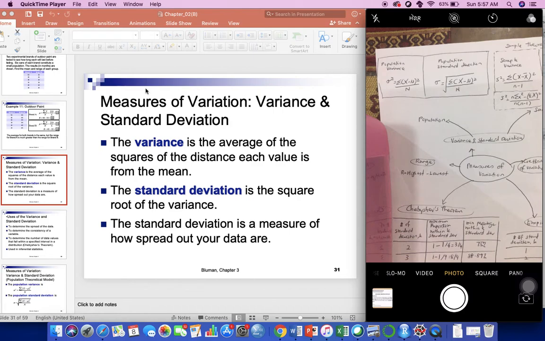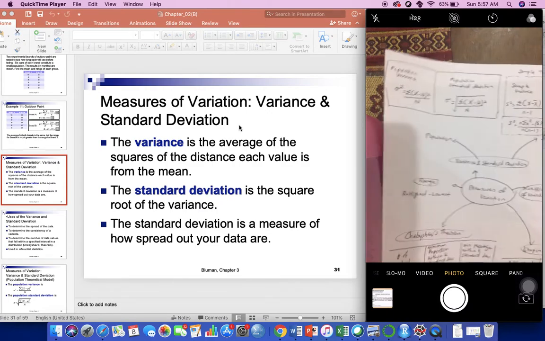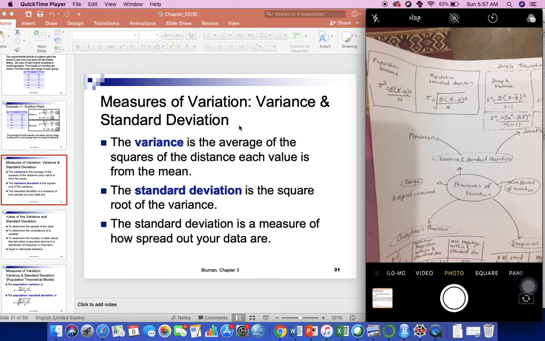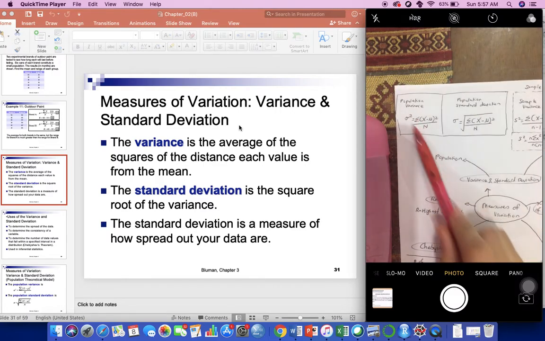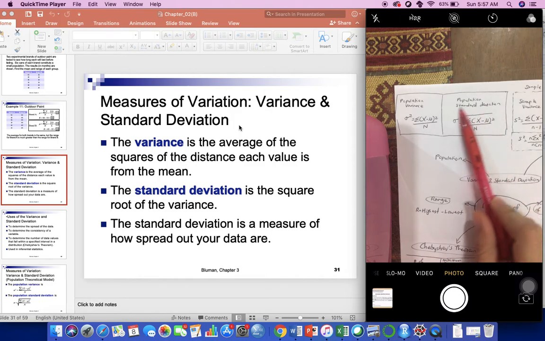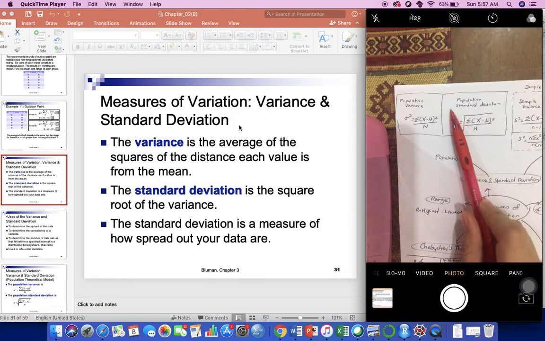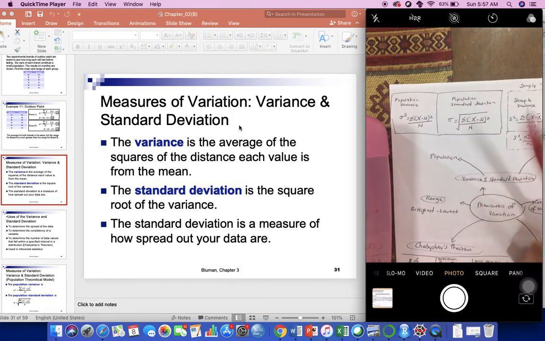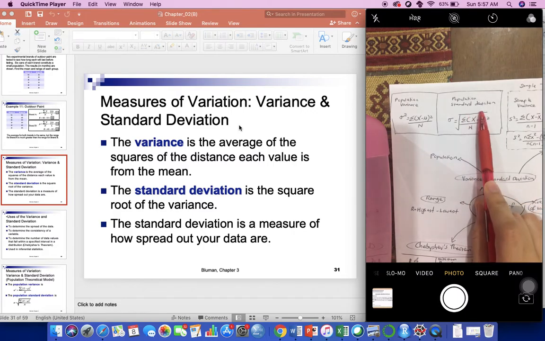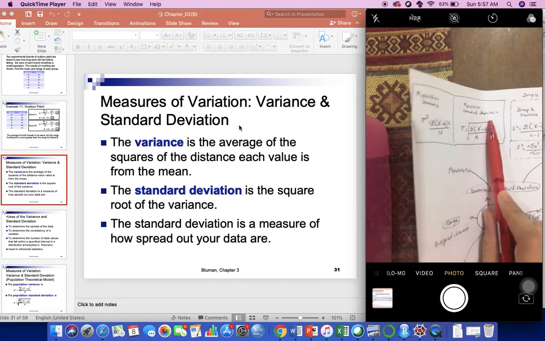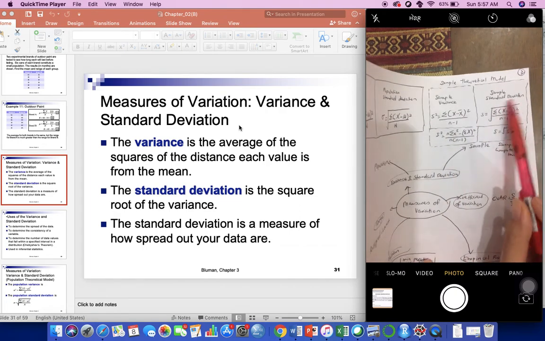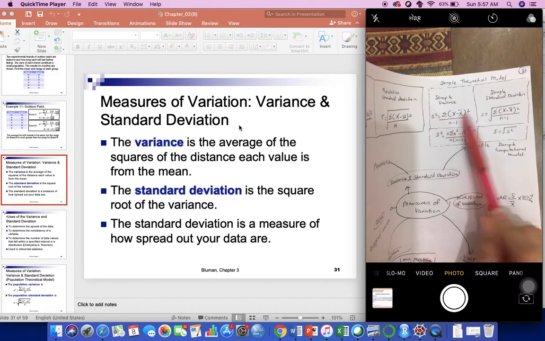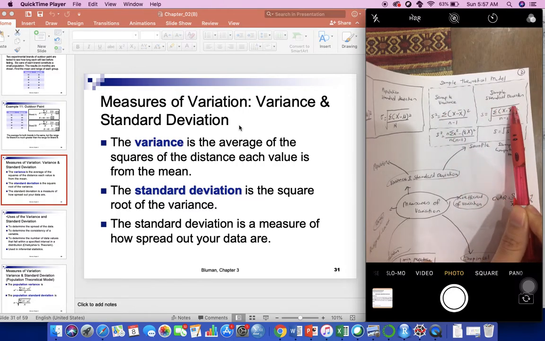Okay, let's continue with measures of variation, for variance and standard deviation. For variance and standard deviation, we have 6 different formulas. You can see here, the first one is a population formula. For the population formula, we have population variance and population standard deviation. The second one is sample variance. For sample, we also have variance and standard deviation.